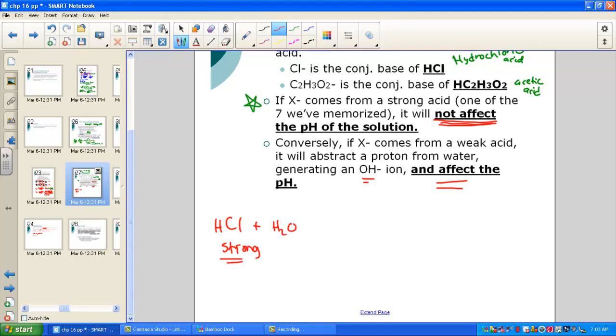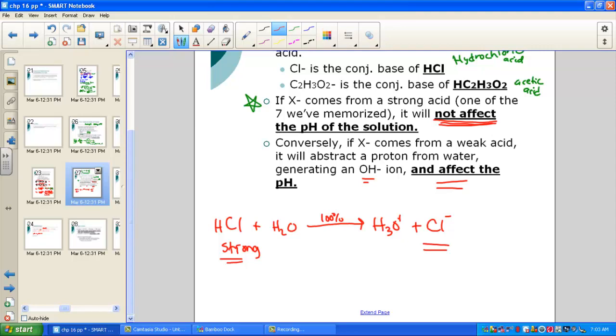When it's placed into water, it will 100% dissociate into hydronium and the conjugate base chloride. The term strong means there is no little equilibrium arrow here. It would be incorrect to draw a backward arrow here. There is no equilibrium. It's 100% pushing to the right.